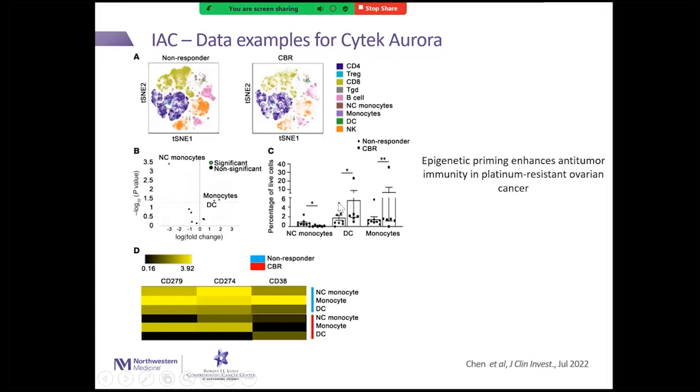So you see non-responders have low frequency of live cells, live DCs and monocytes, but have high frequencies of non-classical monocytes. They also found out that the non-responders had high expression of PD-1 and PD-L1. So this gives a very good idea why this responder cohort was very good in having an anti-tumor effect with the drug treatment.